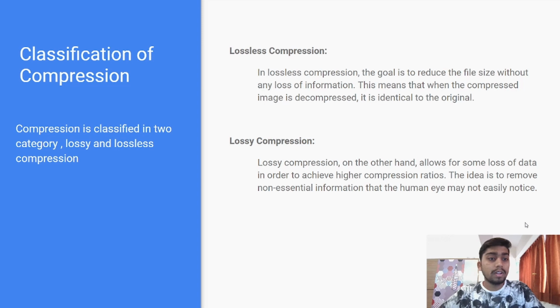Classification of compression. Compression is classified into two categories: lossy and lossless compression. In lossless compression, the goal is to reduce the file size without any loss of information. This means that when the compressed image is decompressed, it is identical to the original image. It means that we can retrieve the original image exactly after compression. Lossy compression, on the other hand, allows for some loss of data in order to achieve a higher compression ratio. The idea is to remove non-essential information that the human eye may not easily notice.